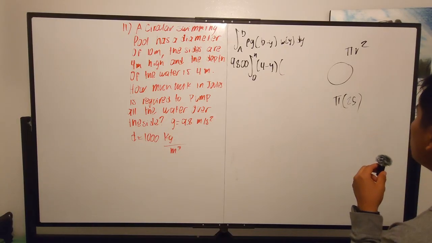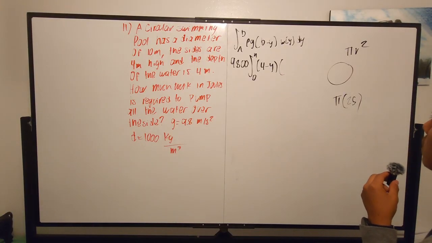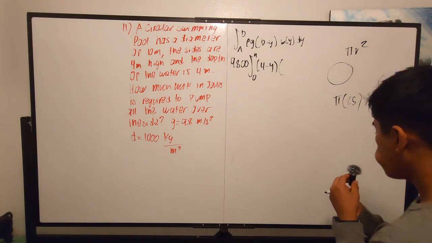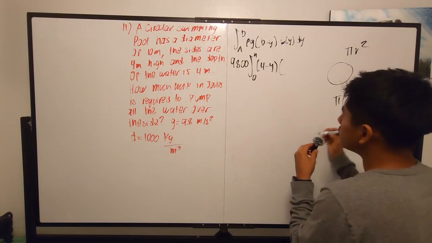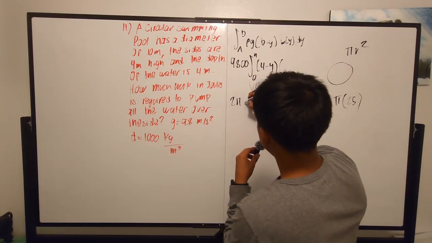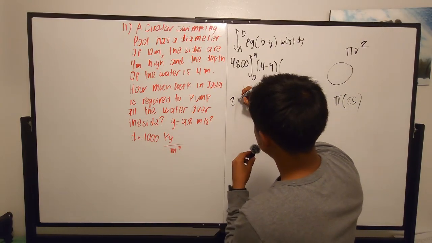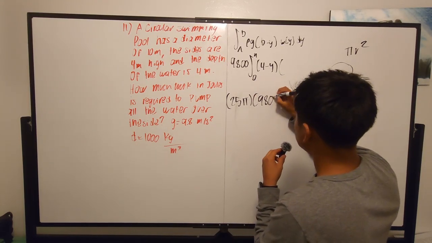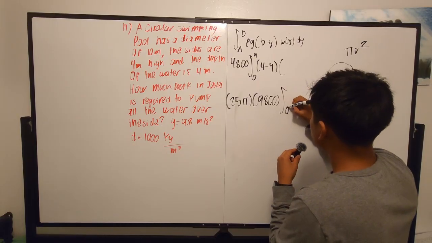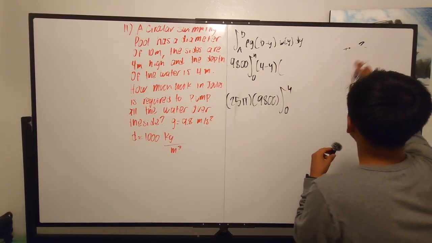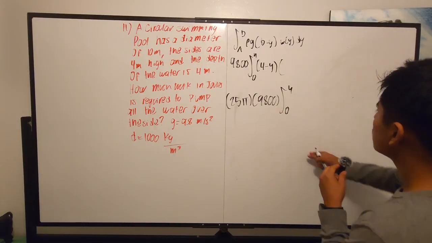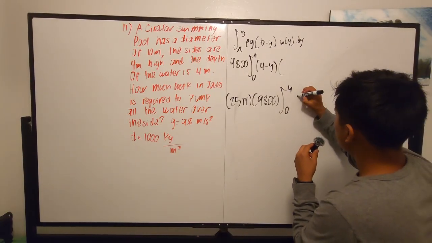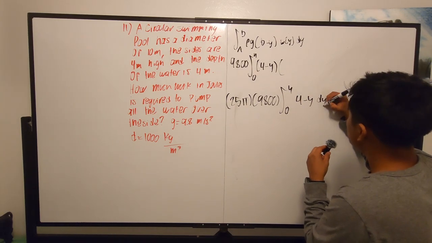So look, we have more constants, right? So we can pull those out as well. So we have 25 pi multiplied by 9,800, integrating from 0 to 4 of 4 minus y dy.